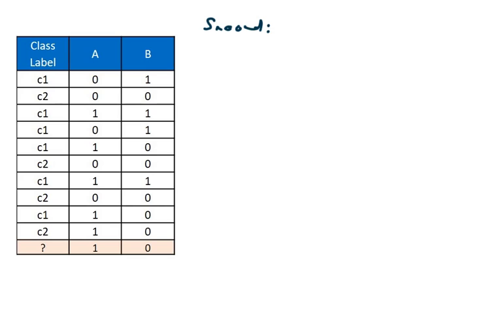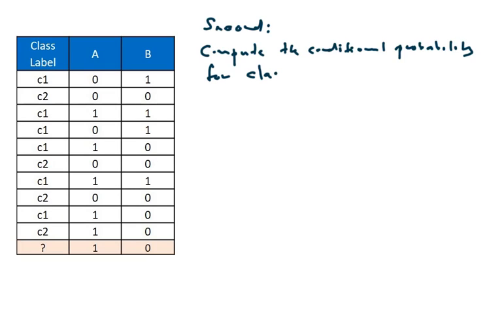Okay, now let's compute the conditional probability for class C2. So this is the second thing you're going to do. You repeat exactly what I did in my first step. So second, you need to find the probability of A equals 1 given class equals C2. So let's try to do this now.